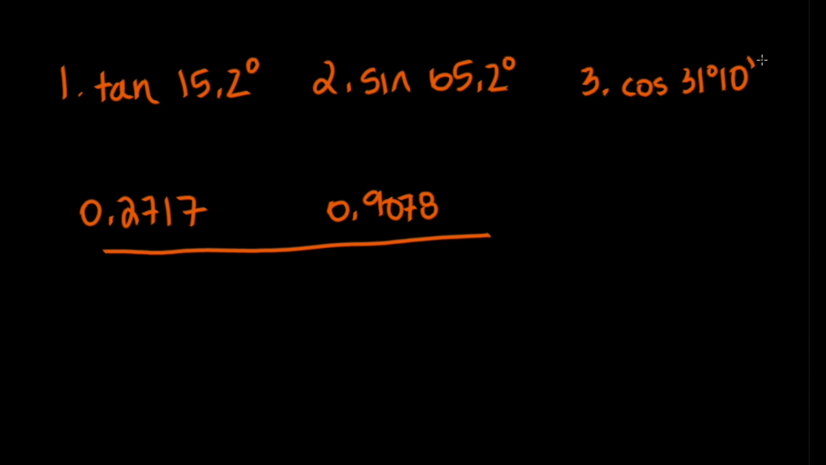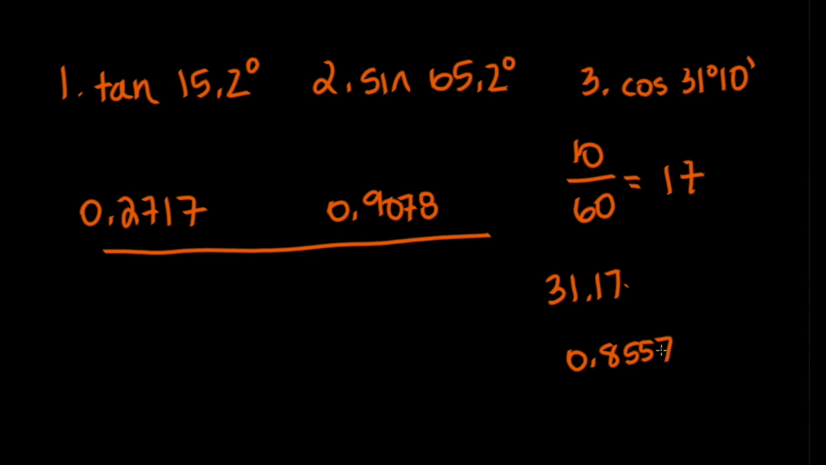For this next problem, we need to transform the 10 minutes from minutes form to degrees form. In order to do this, we need to divide 10 by 60. We're doing this because there are 60 minutes in an hour. 10 divided by 60 equals 0.17. So now we have the number 31.17. Now we are going to go to our calculator and type in cosine of 31.17. Our simplified answer is going to be 0.8557.